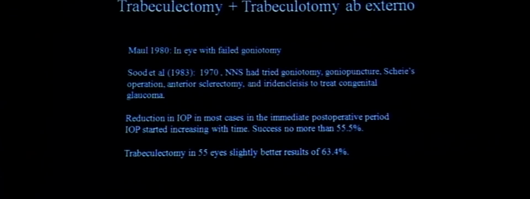Trabeculotomy and trabeculectomy ab externo combined were first described in an eye where the goniotomy had failed. The RP Center group since 1970 had been trying out various surgical procedures and were not very happy with the outcomes they were getting. The initial results with goniotomy, goniopuncture, sheaths and all were very good in the initial post-op period, but then the intraocular pressures were beginning to increase. And that's when they even looked at trabeculectomy, till the time they combined the trabeculotomy ab externo with the trabeculectomy.